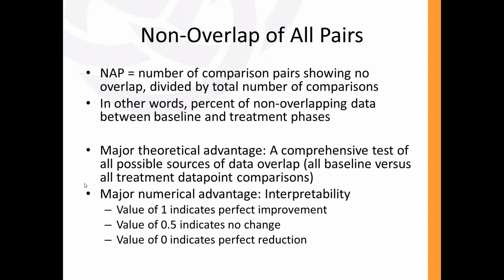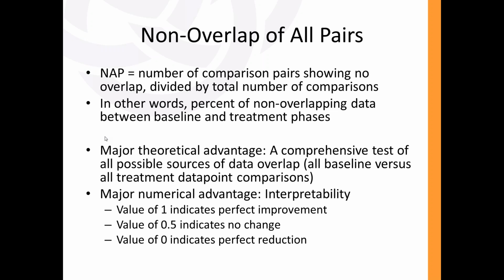And like I said, this is a sort of alternative to all those other ones. Was there a question? Sorry. No? Okay. It's a comprehensive test of all possible sources of data overlap, all baseline versus all treatment data point comparisons. Now that's just one example. Remember I mentioned at the beginning that you could compare any two phases that you want. If you have a reversal design like an AB-AB, you could take the first baseline, compare it to the second intervention phase, or the first intervention to the second intervention. If you're interested in all kinds of different research questions, it doesn't matter which two phases you're comparing. The method is the same.